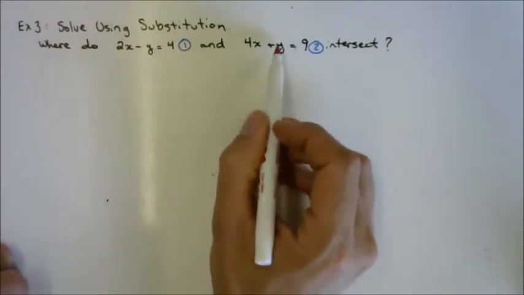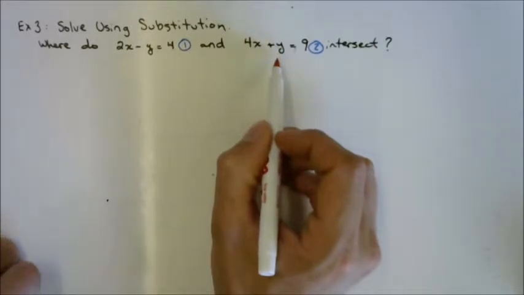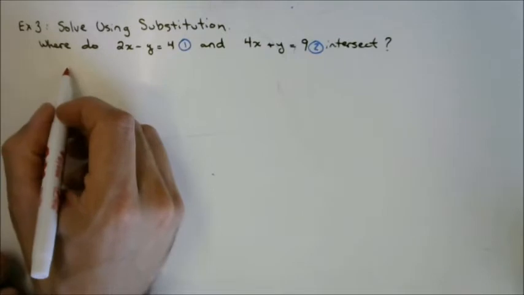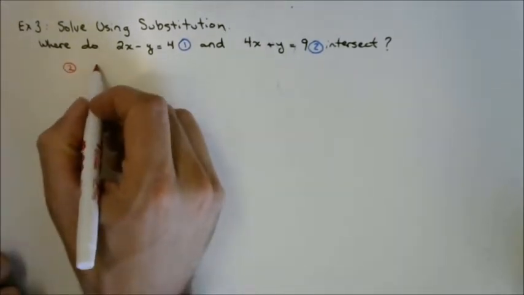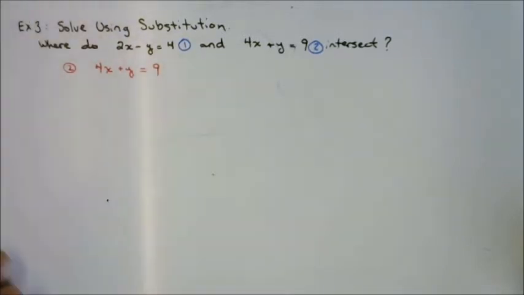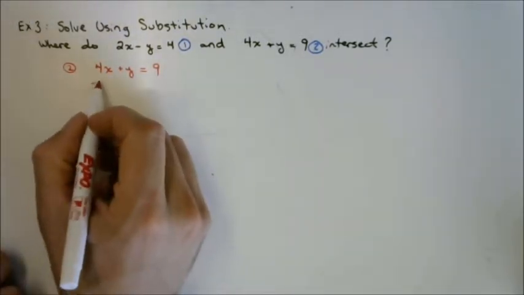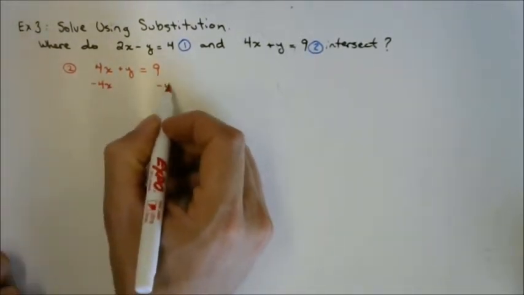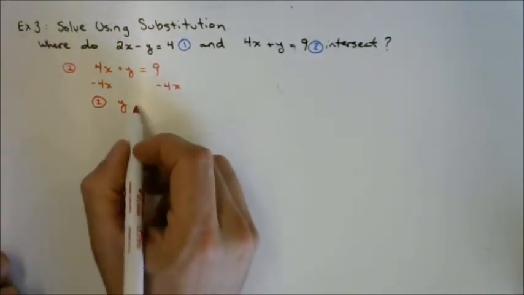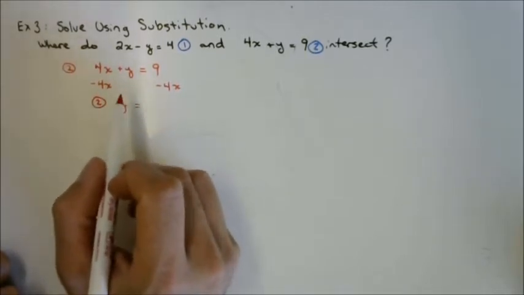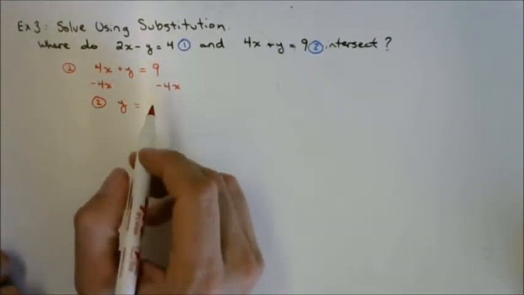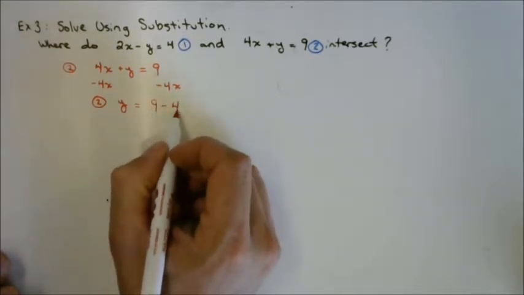Y is already positive. So all I need to do to get y by itself is to subtract 4x from both sides. So I'm going to take equation 2 down here, which says 4x plus y equals 9. I am going to subtract 4x from both sides. As I have been fair, I used my balance. I'm balancing both sides by doing the same thing to both sides. So y is equal to 9 minus 4x.